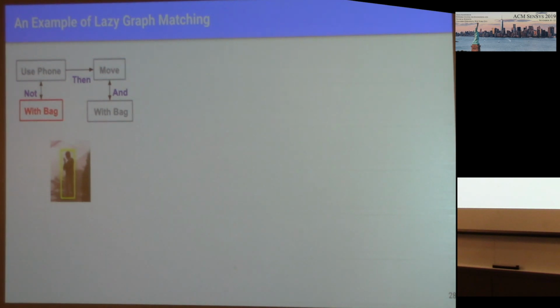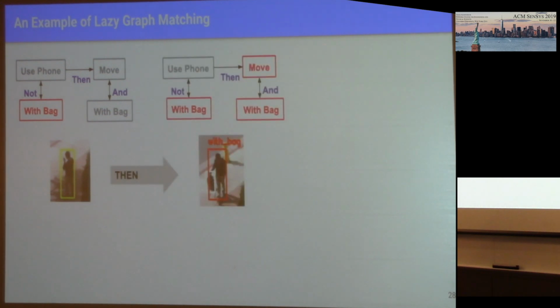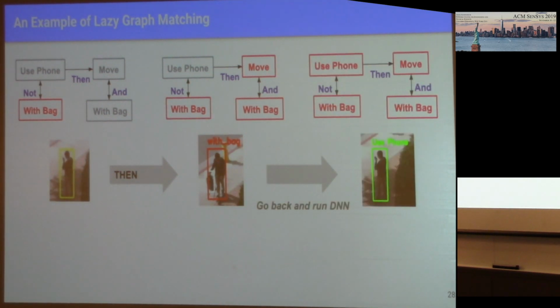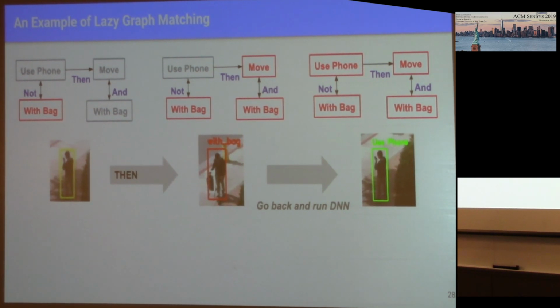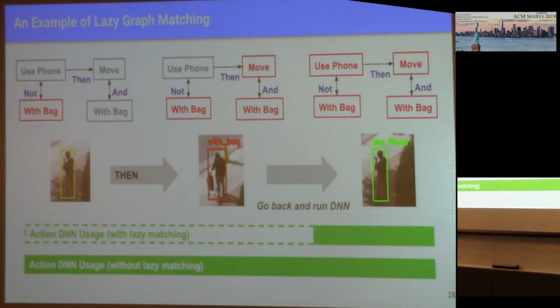We will try to detect not with bad, but at this time, we won't try to detect useful. Then we try to finish all the remaining graphs because all of them are just simple rules. Only at this time, we will go back to search for previous tubes to see whether this guy used to use phone before. And you can see here, only at the very last moment that Caesar will run this action DNN for the chain. But in the strawman approach, if we don't use that, we have to run the action DNN for every frame.